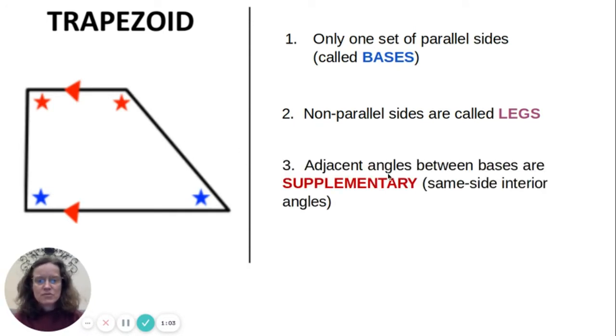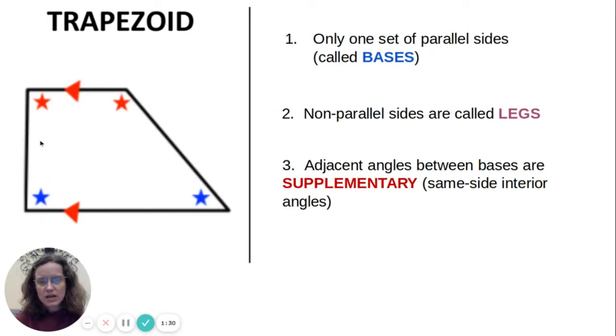And so in a trapezoid, the adjacent angles between the two bases are supplementary. So this red angle and this blue angle here, these two are going to be supplementary angles. The reason for this, if you recall from our parallel lines unit, is that if you have a parallel here and a parallel here, this is basically a transversal. And so these are same side interior angles. They have to be supplementary.